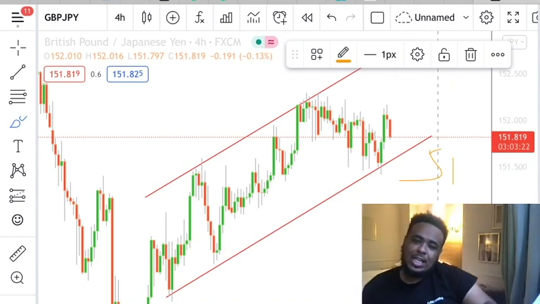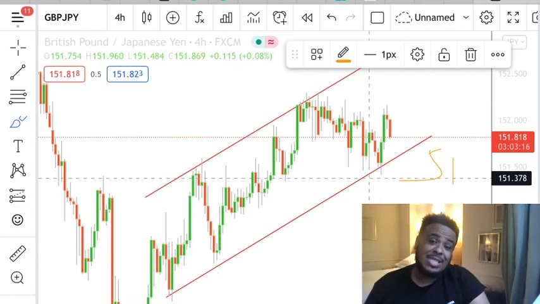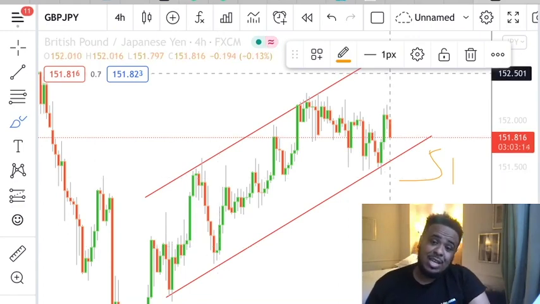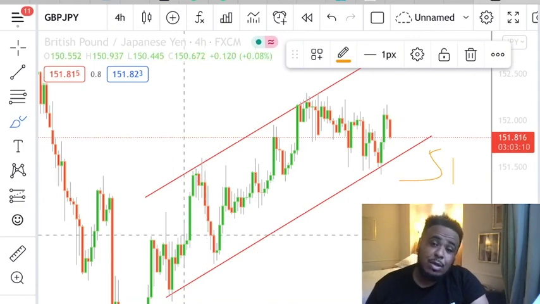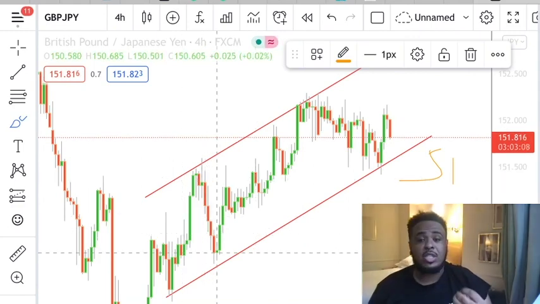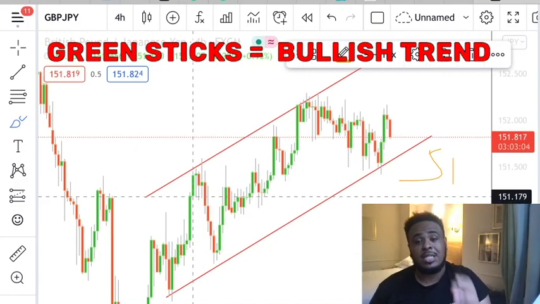So it clearly shows it's been playing off resistance and support lines, as you can see here. And most traders will go by scalping to make money on the upwards trend and of course the downwards. Green candlesticks represent a bullish trend, and the same for bearish, which is a downwards trend.